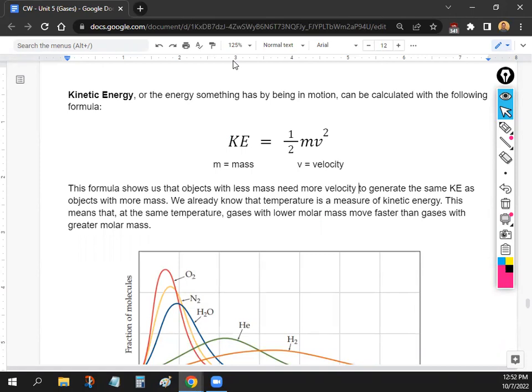Again, if you guys didn't get the example, if I want to hit you with the same force with my motorcycle as my truck, I've got to rev that thing up.